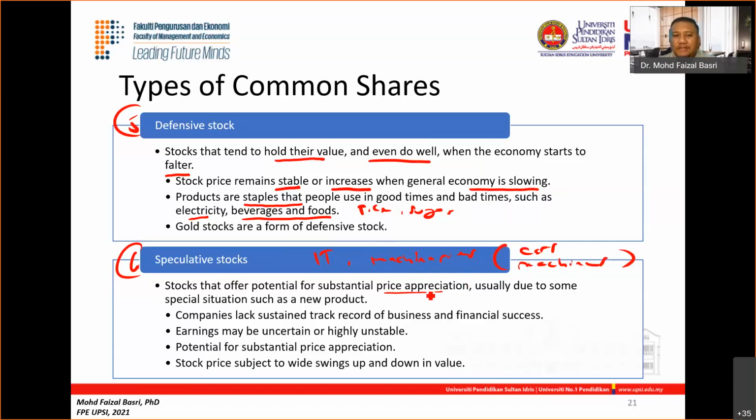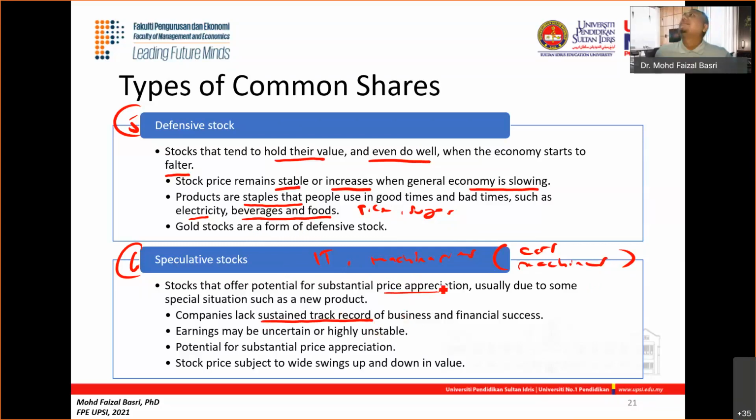So these types of speculative stocks, usually not all ITs. For example, if we talk about Apple, obviously it's not speculative. But there are some IT or machineries kind of producers or manufacturers which have a lack of sustained track records. It's a new company, for example.